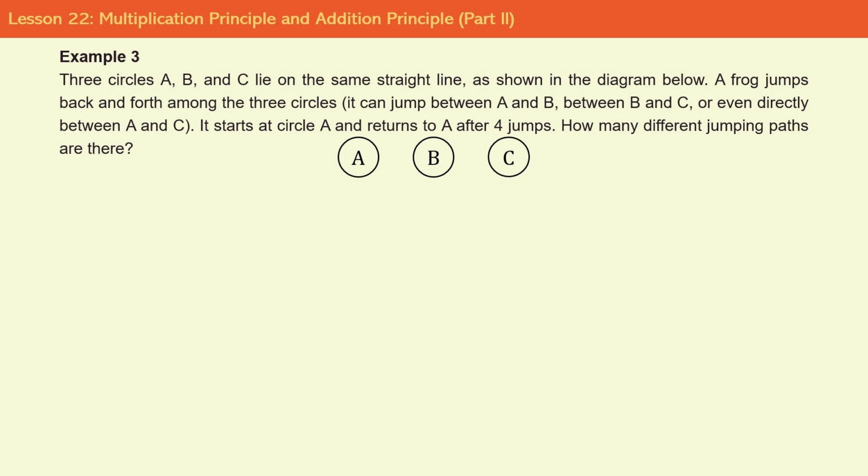Example 3. 3 circles A, B, and C lie on the same straight line, as shown in the diagram below. A frog jumps back and forth among the 3 circles. It can jump between A and B, between B and C, or even directly between A and C. It starts at circle A and returns to A after 4 jumps. How many different jumping paths are there?